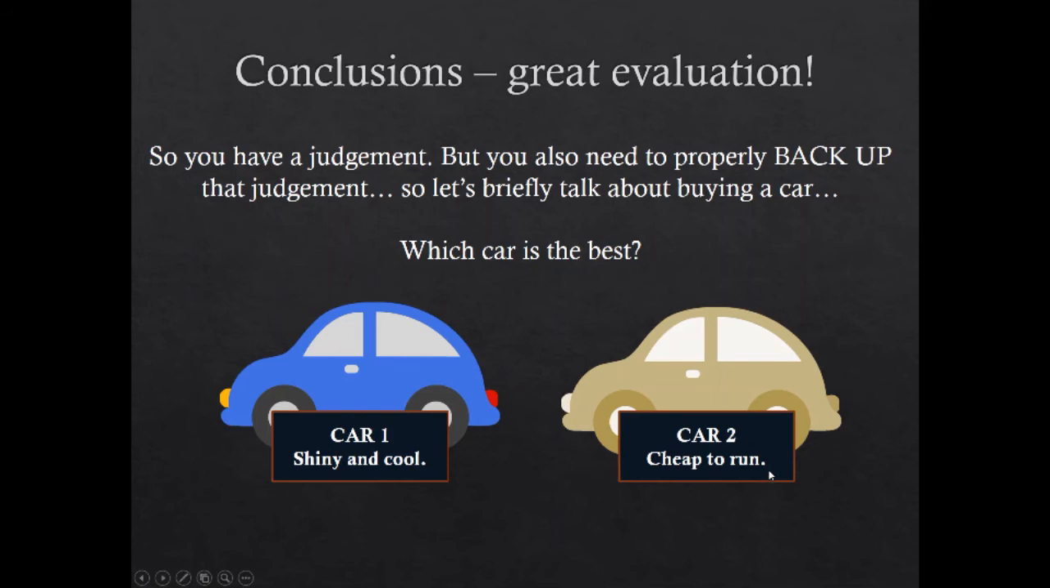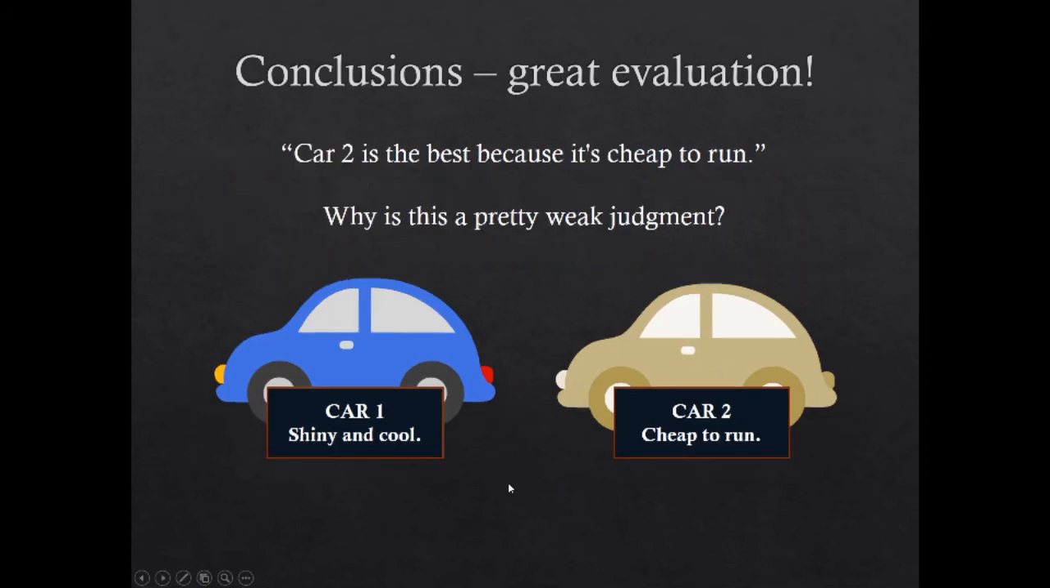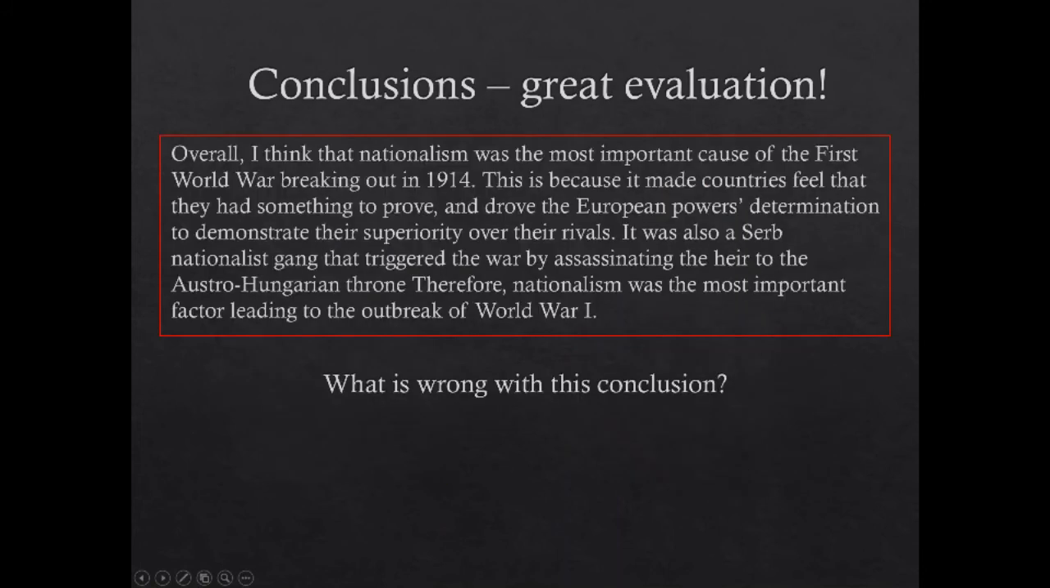Okay, and you've got to write me a conclusion, you've got to write me a judgment and back up that judgment as to which of these two cars is the best. Okay, the best one to get. So, what you could do is just say this, car 2 is the best because it's cheap to run. But that's weak, isn't it? That's just repeating evidence. That's why that initial conclusion that I gave you here wasn't great.